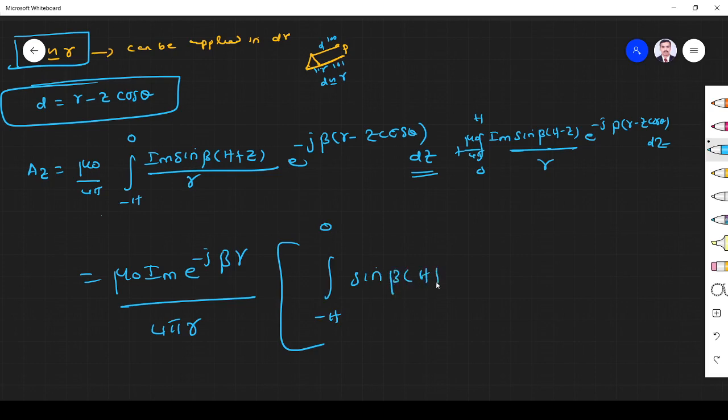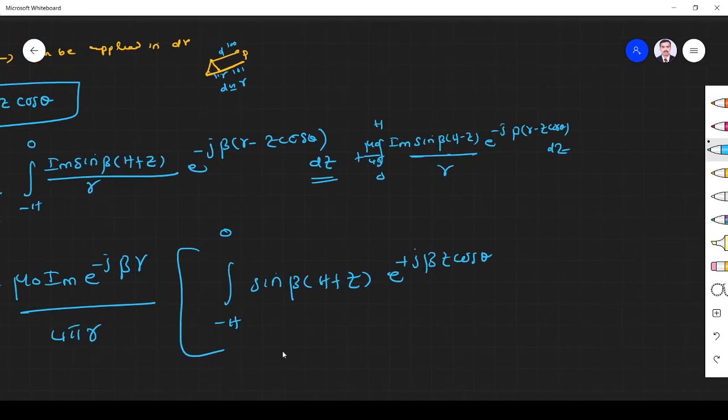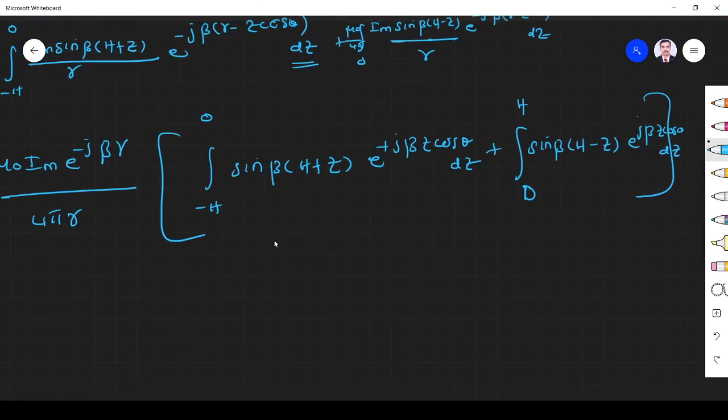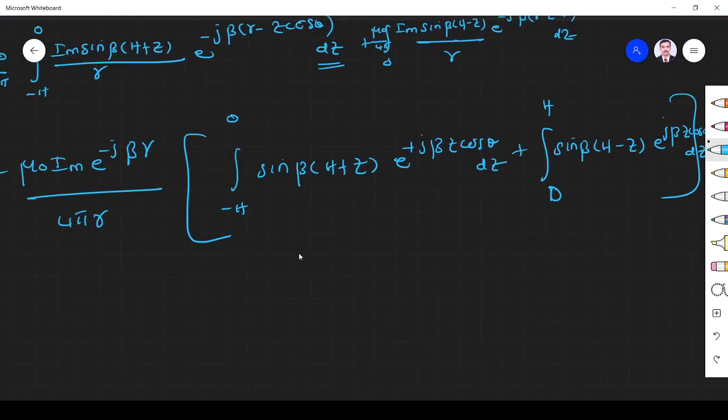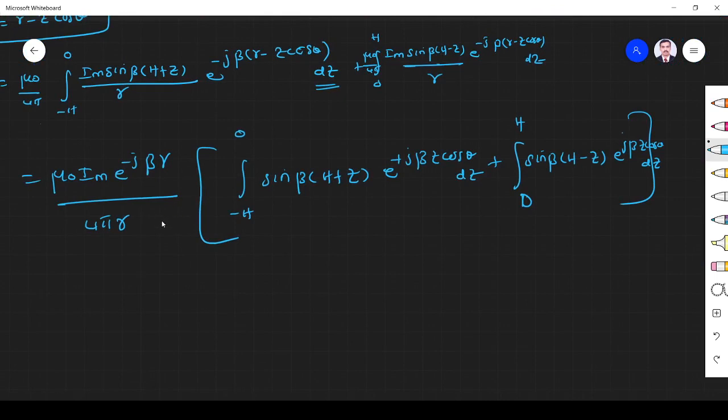sin beta (h plus z) e power plus j beta z cos theta dz, with e power minus j beta r taken outside, right? Similarly here 0 to h sin beta (h minus z) into e power j beta z cos theta dz. Yeah, dz. Okay, fine. We finished this. Okay, next.